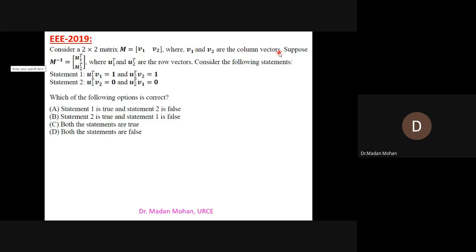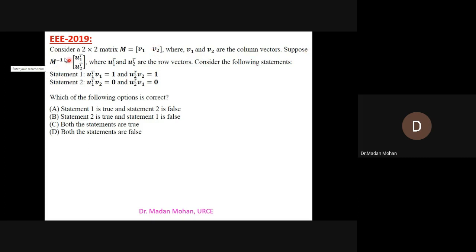What is V1? V1 is a column vector. V2 is a column vector. Please, V1 is a column vector, V2 is a column vector. V1 is a column, that column denoted with V1. V2 is a column. Yes, you can think V1 is some A, B, and here V2 is C, D type. Okay.